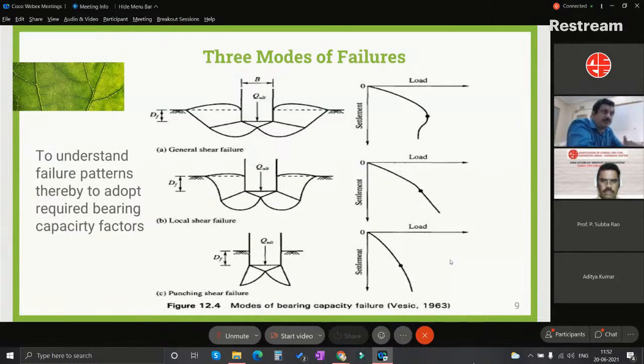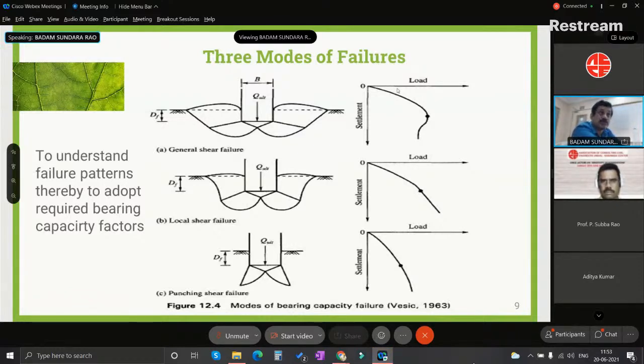In general shear failure, the load settlement plot will be like this. You have a clear-cut, well-defined shear point or failure point. There is elastic behavior up to this point, and beyond that there is plastic behavior. The distinction between the elastic and the plastic equilibrium, that is the failure zone or the yield zone, can be obtained by plotting a log-log plot of the load settlement curve. Therefore, understanding the load settlement curve is much more important in the case of general shear failure.